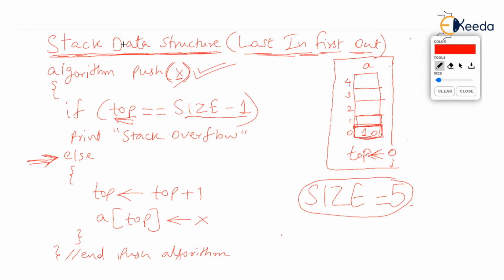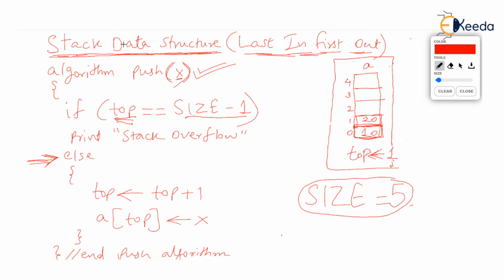Then what are the two operations? Top plus plus, that is top plus 1. So top which was 0 will now become 1. And A top equal to x, that means A1 will become 20. So simple. Now just keep calling, sorry, not pop, I'm so sorry, push. Let's call push 2 or 3 times.